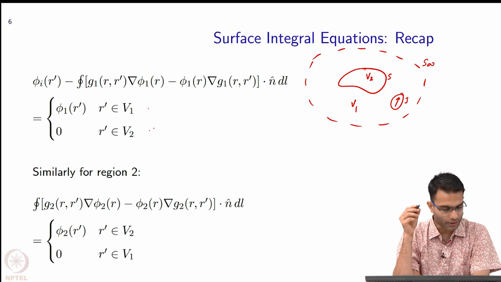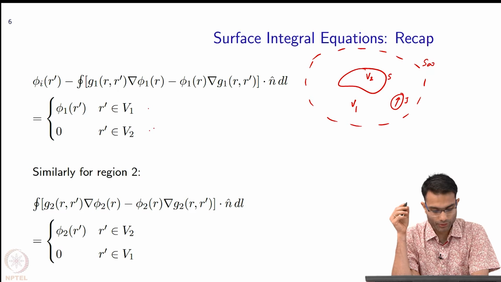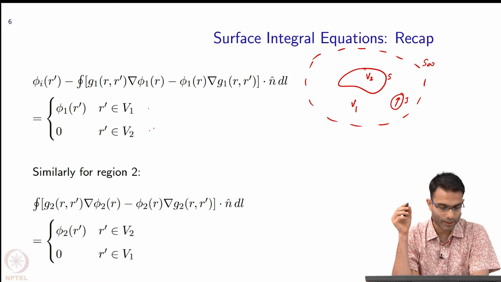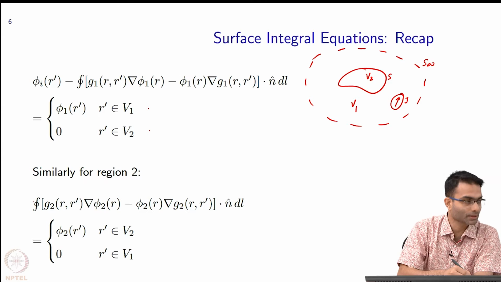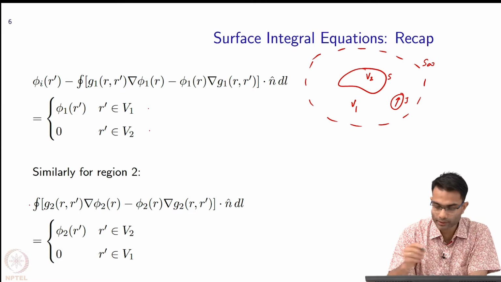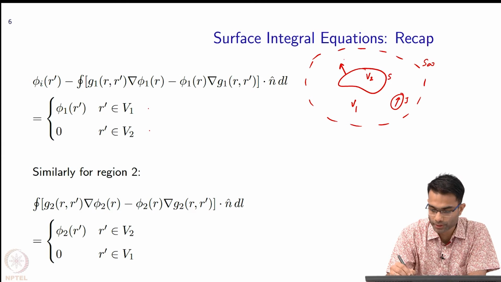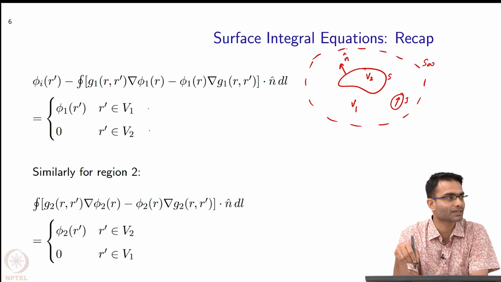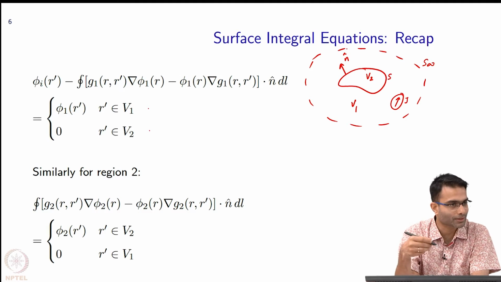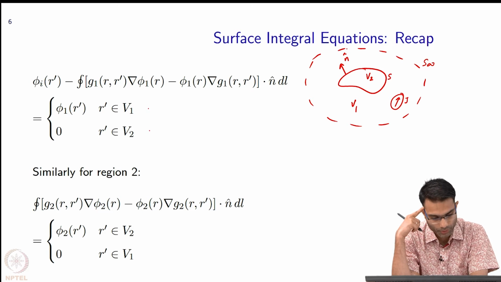right. Similarly for region 2, again just to refresh your memory, why is there a minus sign in the first equation and a plus sign in the second equation? N cap, right. I had fixed the direction of n hat to be this way. So, for the outward normal being fixed this way for V1 and V2, there is a minus sign difference. Any other difference that we notice?